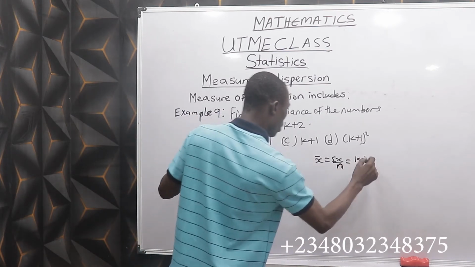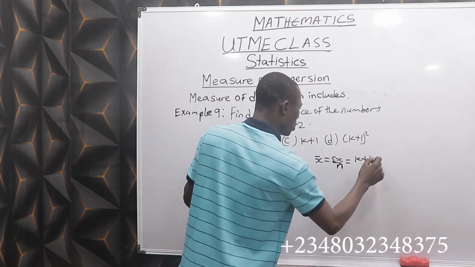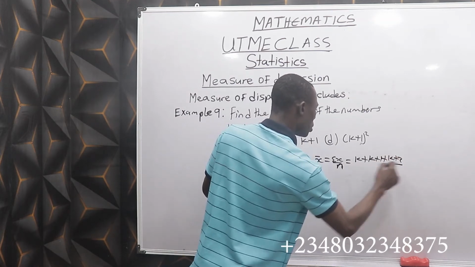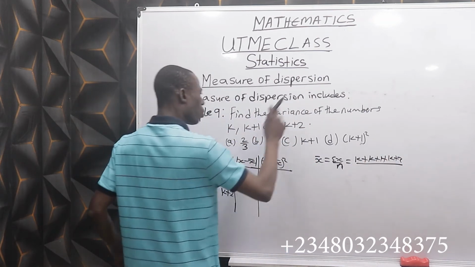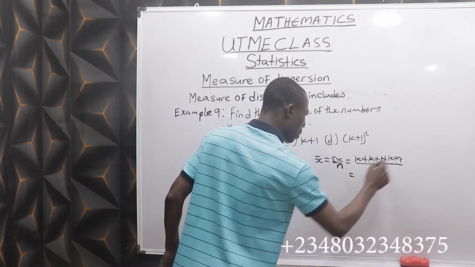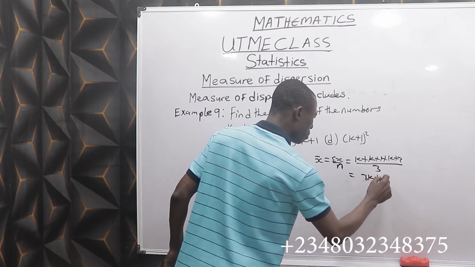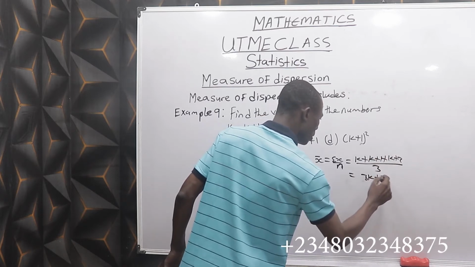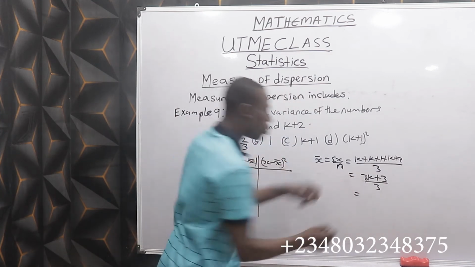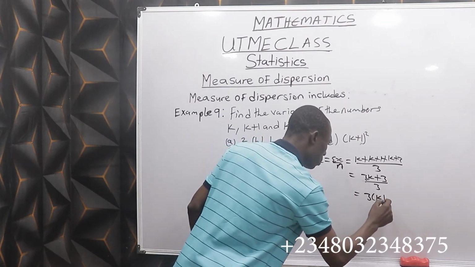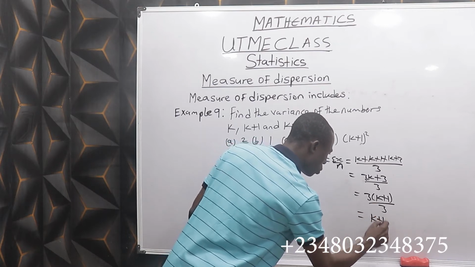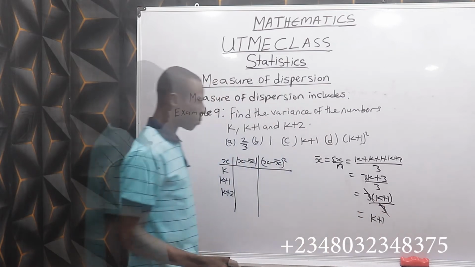k plus k plus 1 plus k plus 2, divided by 3. So, that is k plus k plus k, that's 3k, plus 1 plus 2, that is 3, divided by 3. Factorizing the numerator, you have 3 into k plus 1, divided by 3. So, the mean is k plus 1, because 3 will take care of 3.